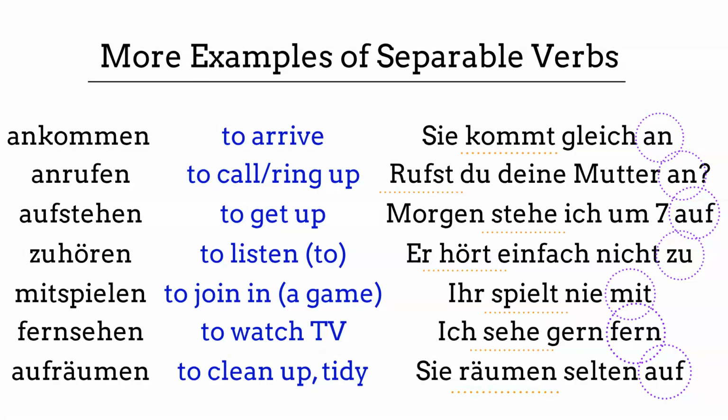Notice that if we had any other pieces of information, whether it's time or other people we're doing the action with, or frequency, or any other information, it's going to go in between those two elements. The prefix in all of these sentences goes right to the end of the sentence no matter what.